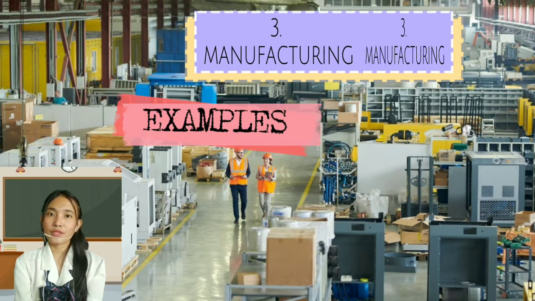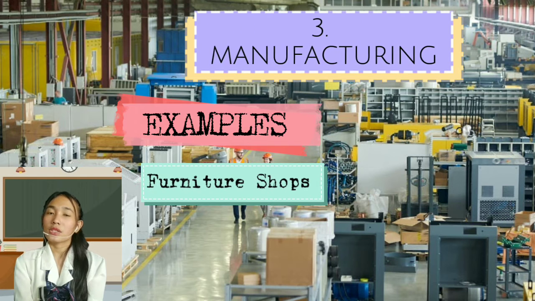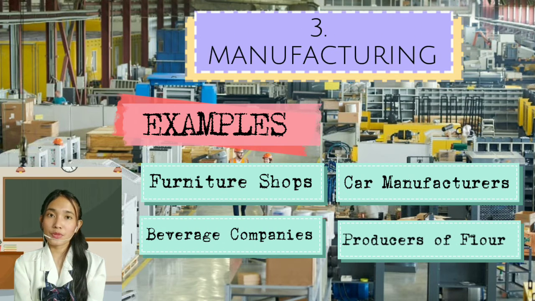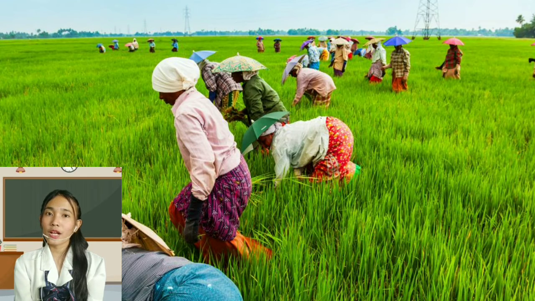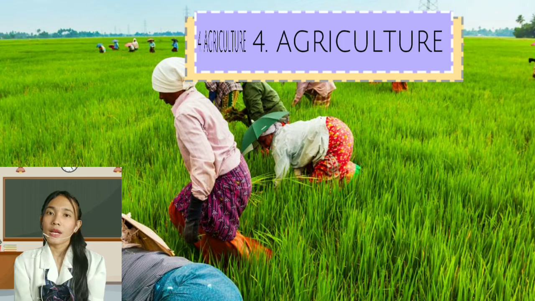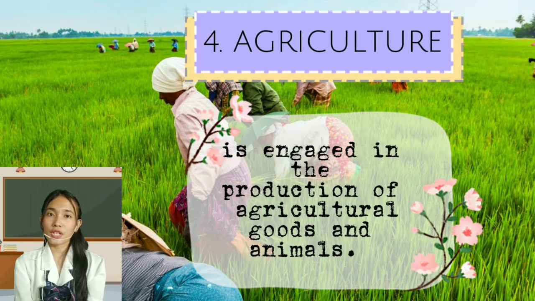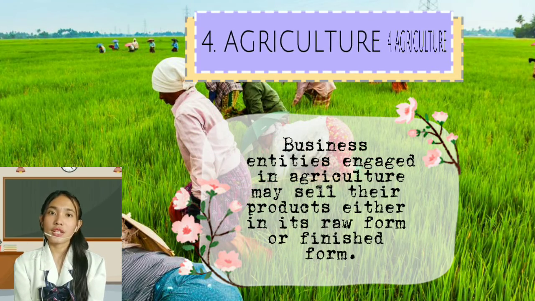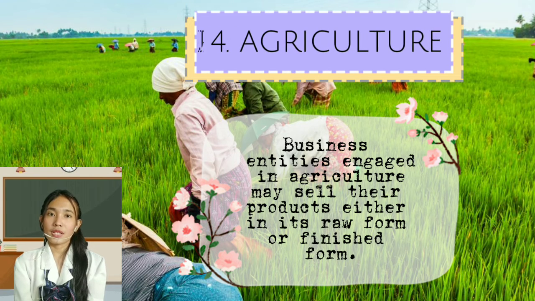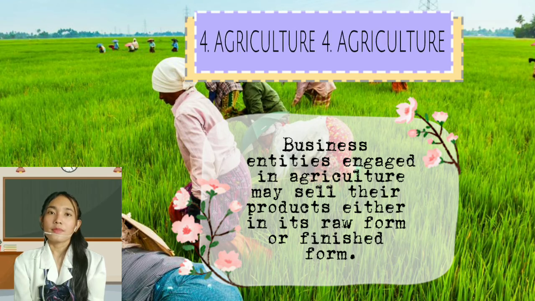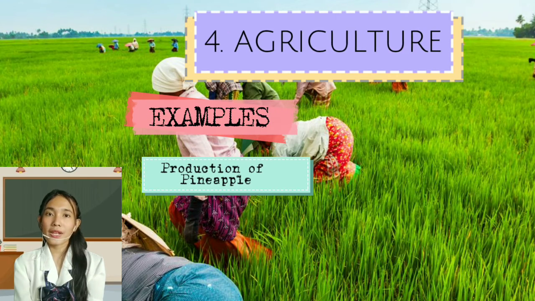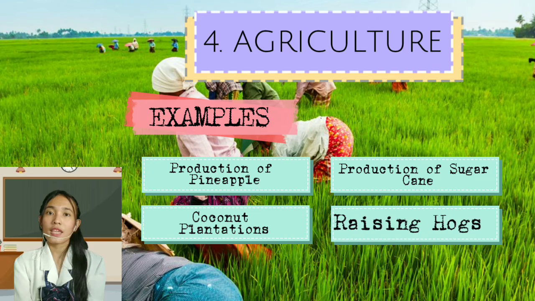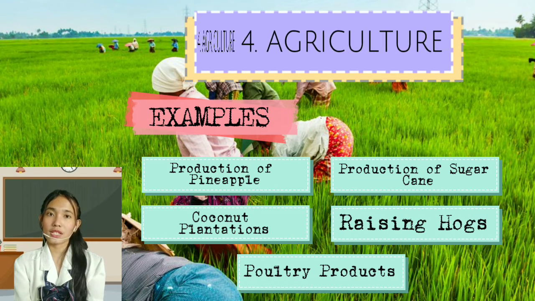Examples of manufacturing businesses are furniture shops, car manufacturers, beverage companies, or producers of lard. Fourth, we have agriculture. An agriculture business is engaged in the production of agricultural goods and animals. Business entities engaged in agriculture may sell their products either in raw form or finished form. Business entities engaged in the production of pineapple or sugarcane, coconut plantations, or business concerns raising hogs and other poultry products are considered engaged in agriculture.